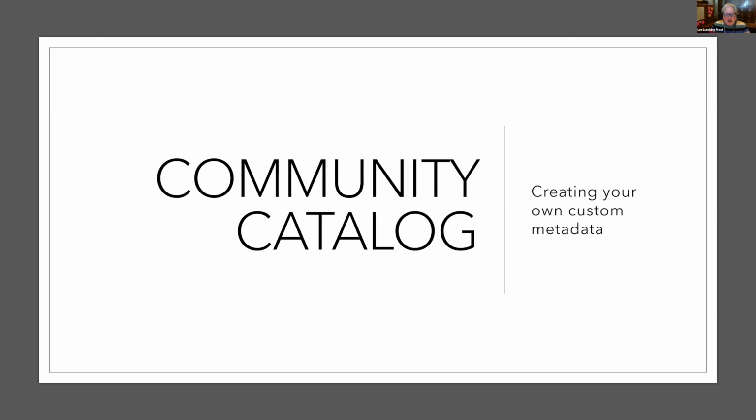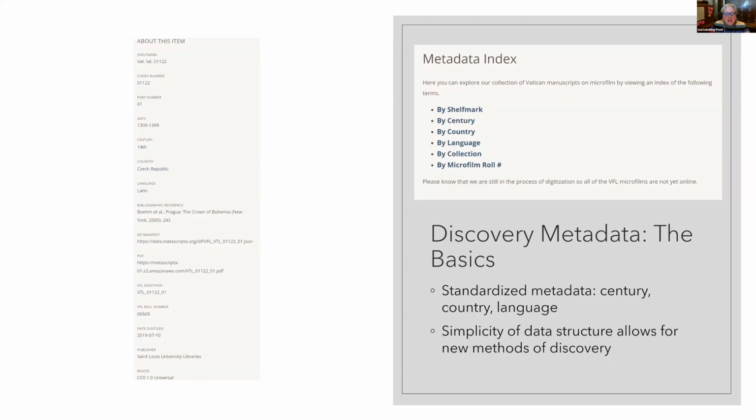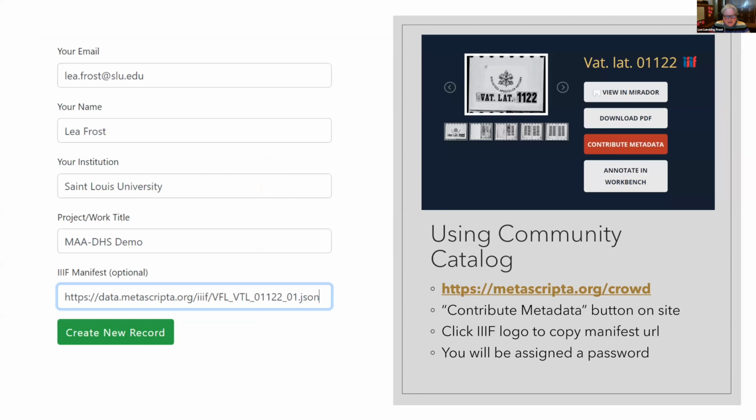The Community Catalog offers an opportunity to create extensive descriptive metadata for any manuscript included in our collections, and any others that have an IIIF manifest available. The simple metadata you see when you browse the site offers a consistent, standardized way to discover material in the collections. What the Community Catalog allows you to do is to expand on the basics of century, country, and language and produce a detailed catalog entry.